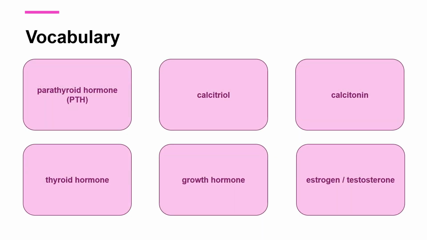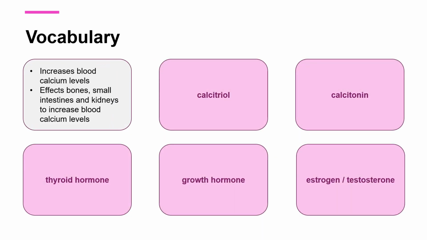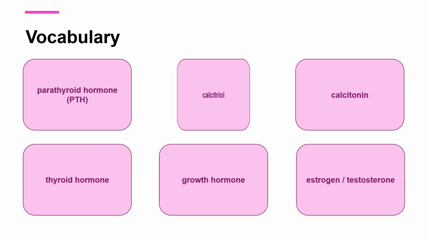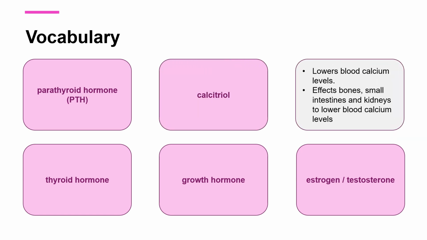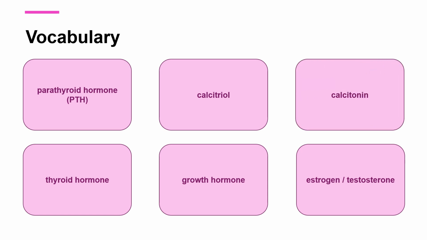Our first hormone is going to be parathyroid hormone, and this is going to be one of the hormones that will increase blood calcium levels. It will affect the bones, the small intestine, and the kidneys in order to make that happen. Calcitriol is going to focus on absorption of calcium from the intestines. And calcitonin is going to do just the opposite of parathyroid. In fact, it's going to lower blood calcium levels, and it too will affect the bones, the small intestine, and the kidneys to make that happen.